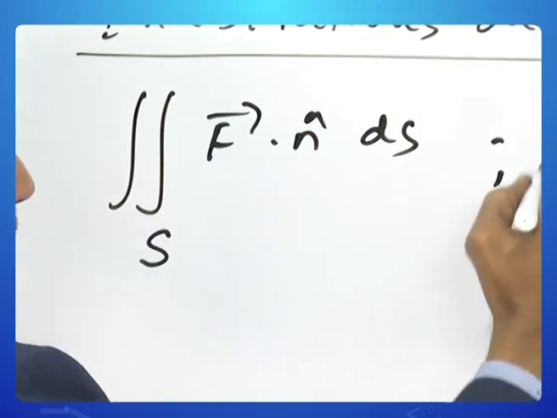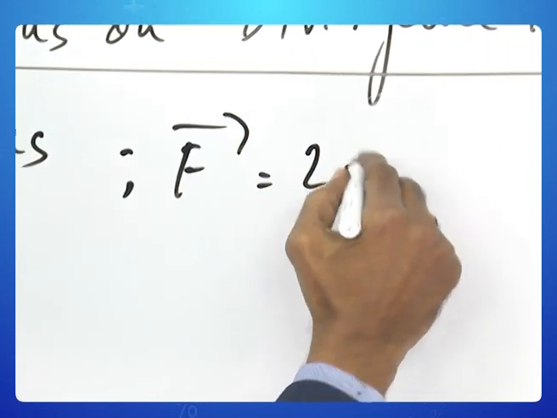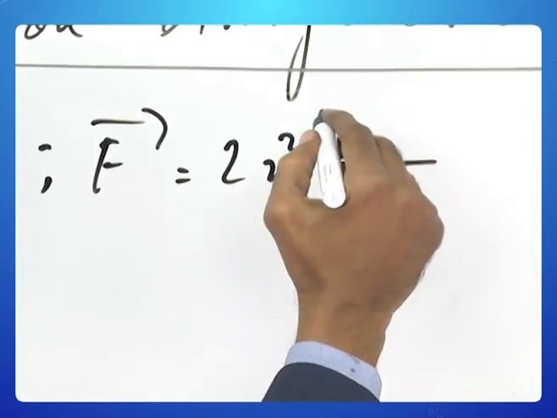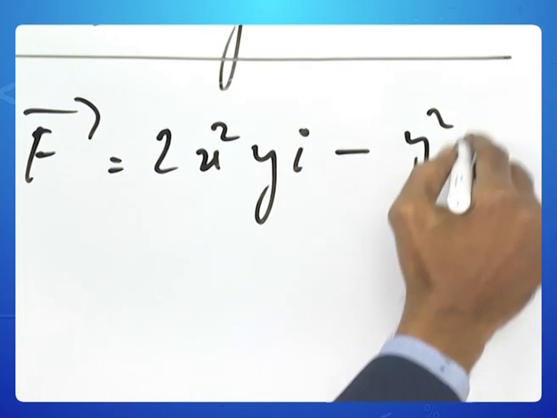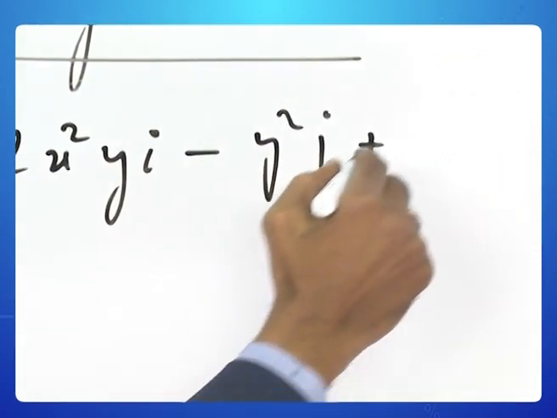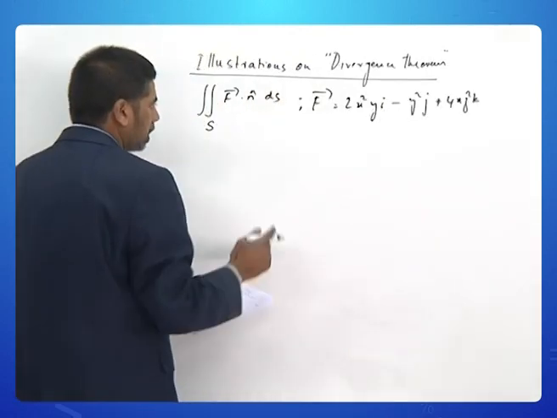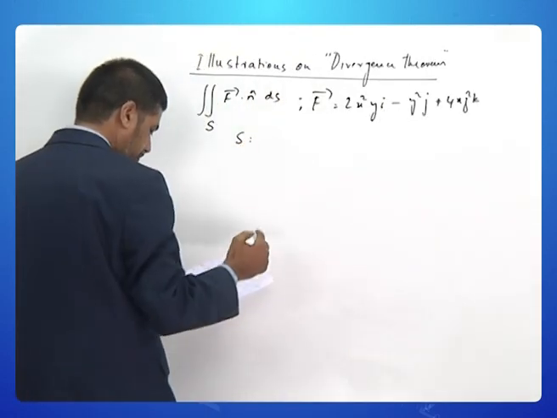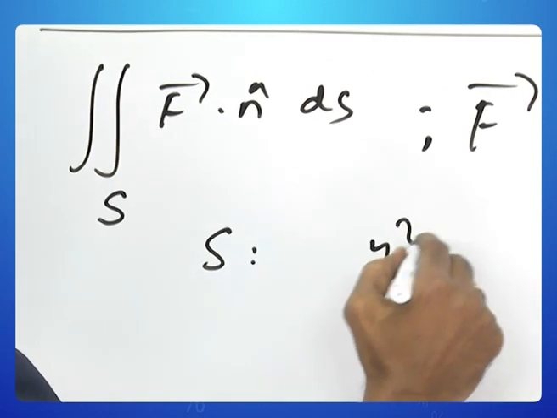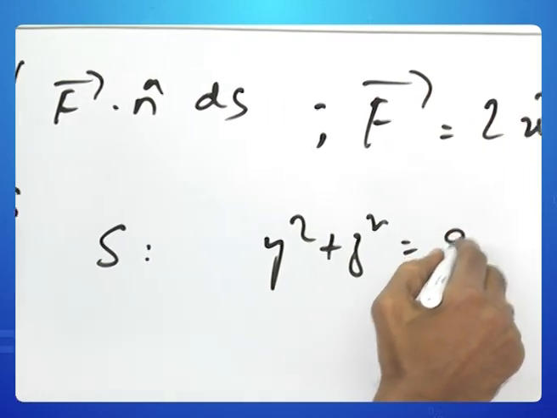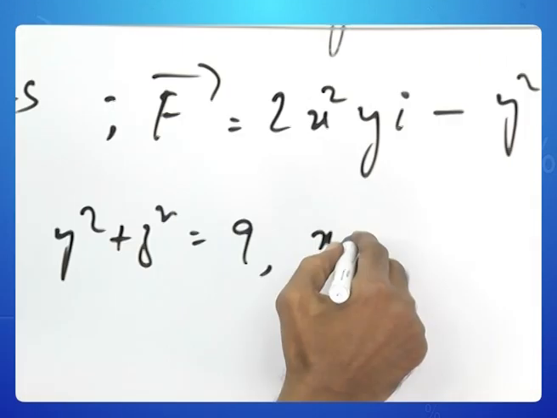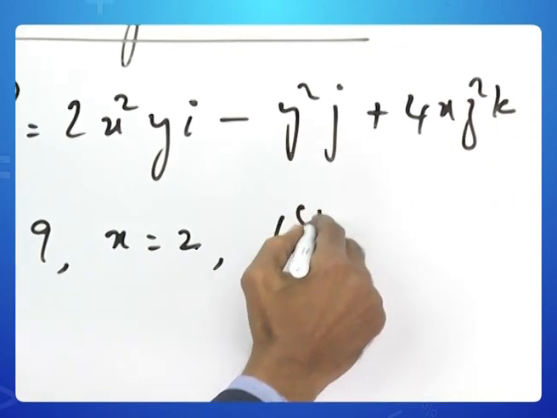The field is given as 2x square y i minus y square j plus 4x z squared k, and the surface is y square plus z square is equal to 9, x is equal to 2 in the first octant.